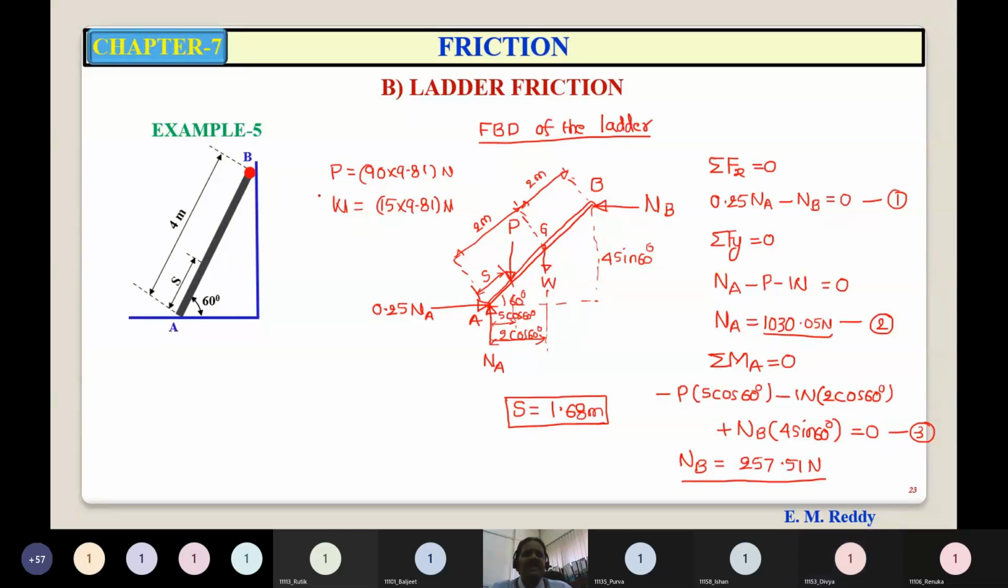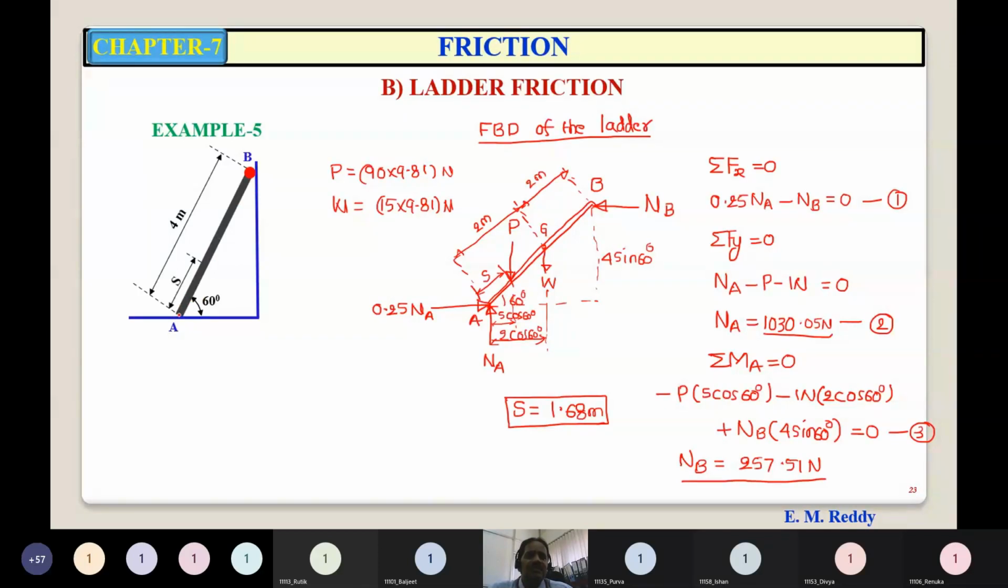This ladder is kept against the horizontal ground and the vertical wall surface. It is kept at 60 degrees, making an angle, right? And the weight of the ladder is 15 kg. Now the painter wants to climb the ladder. Initially it is at rest.